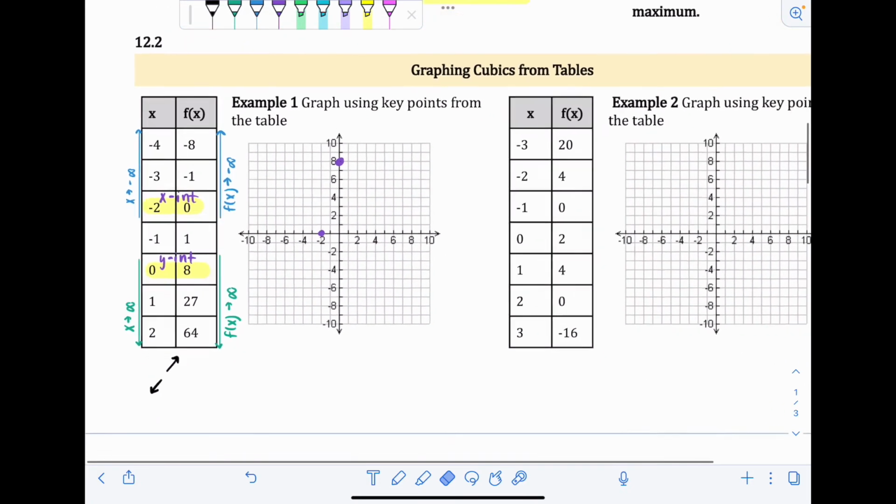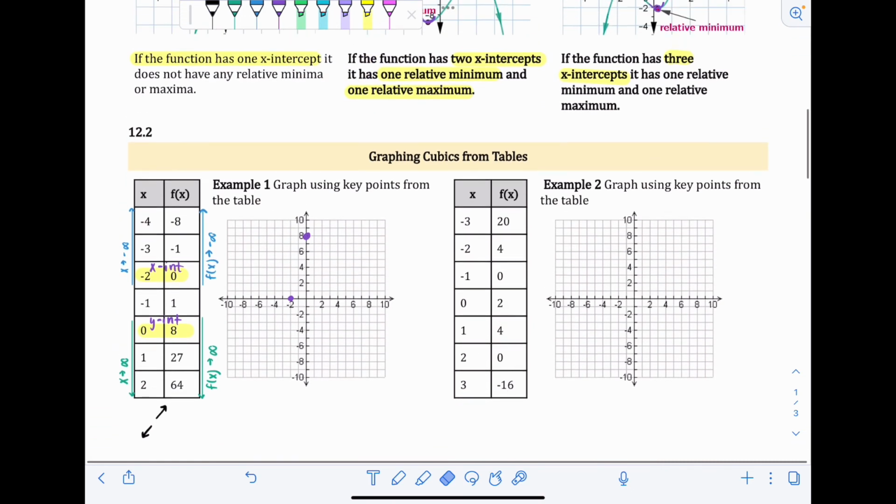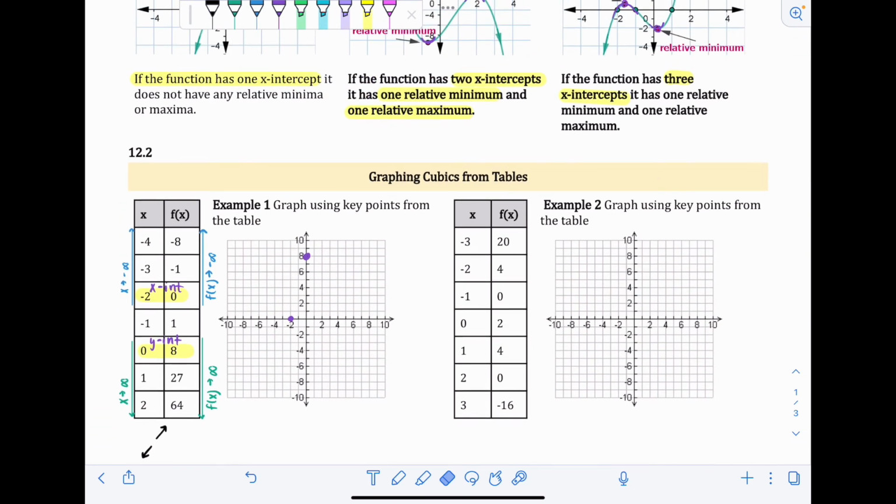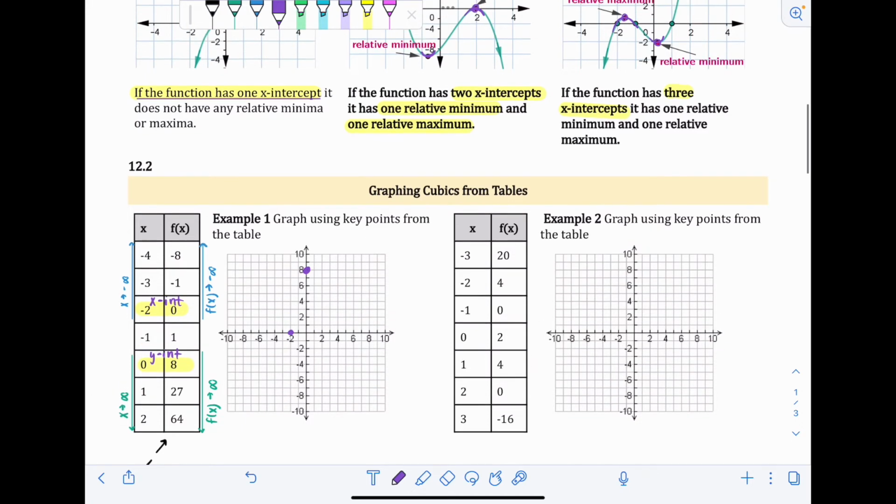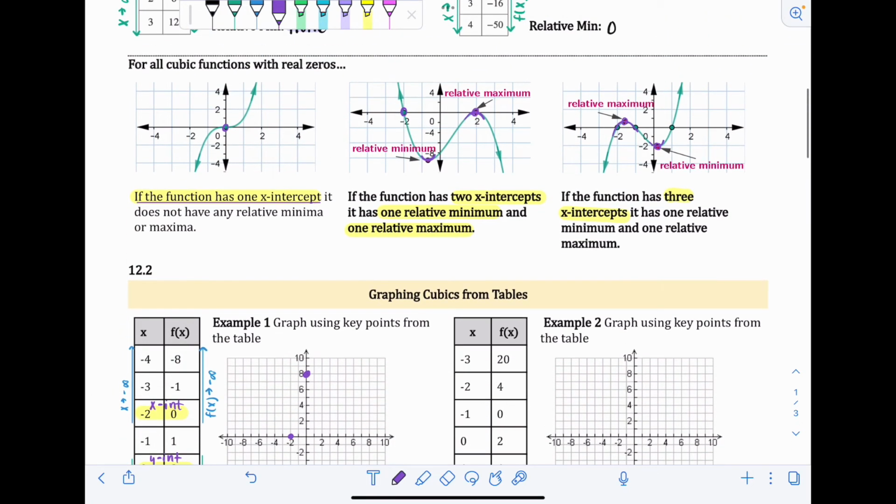So this is where I would picture the information up here comes in handy. If the function has one x-intercept, this far left one, it doesn't have any relative max or min. So we don't have to worry about drawing those change of direction points. The main thing that comes in handy when we're drawing it is just knowing the general shape. There's this general shape where it flattens out in the middle as opposed to going straight through.